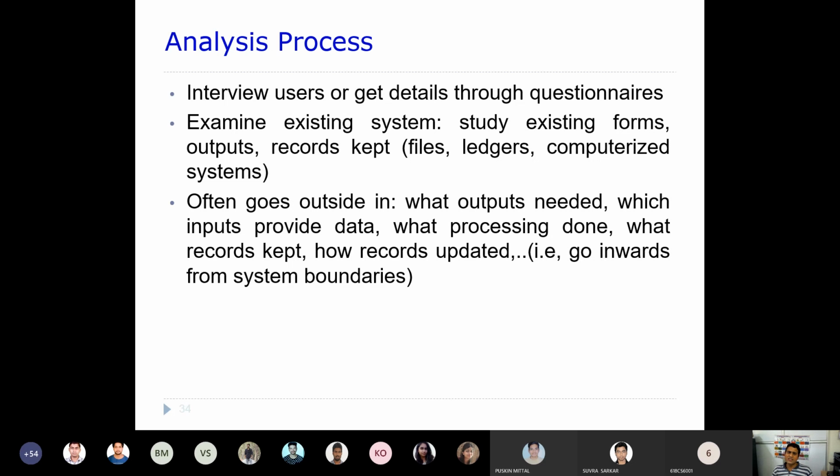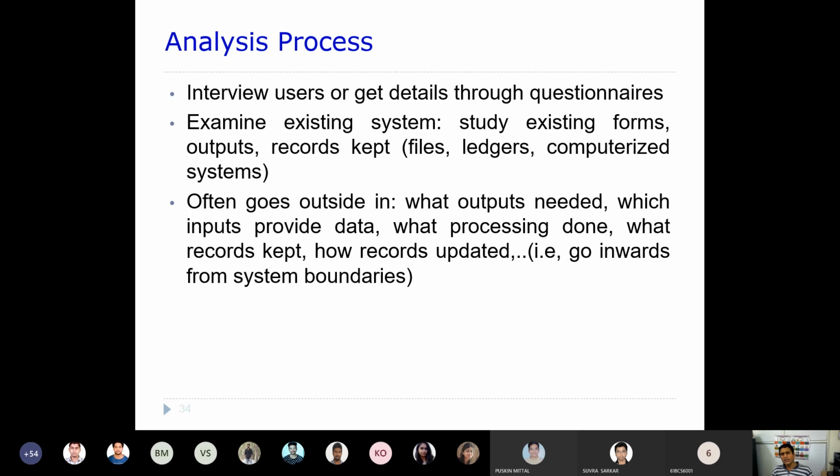So maybe these details can be obtained from users by using some questionnaire. You prepare a set of questions, and those questions will be given to the user, and thereafter you try to study them. The second process you can see here is to examine the existing system. If any existing forms, outputs, or records are available, you look at the existing system so as to understand it.